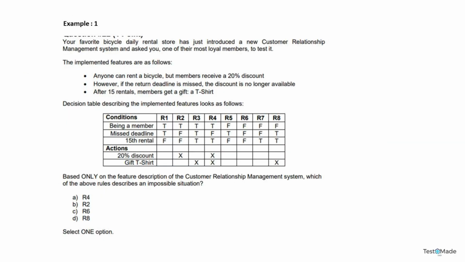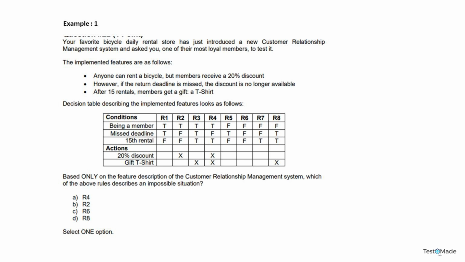Example 1. Your favorite bicycle daily rental store has just introduced a new customer relationship management system and asked you, one of their most loyal members, to test it. The implemented features are as follows. Anyone can rent a bicycle, but members receive a 20% discount. However, if the return deadline is missed, the discount is no longer available. After 15 rentals, members get a gift, a t-shirt.